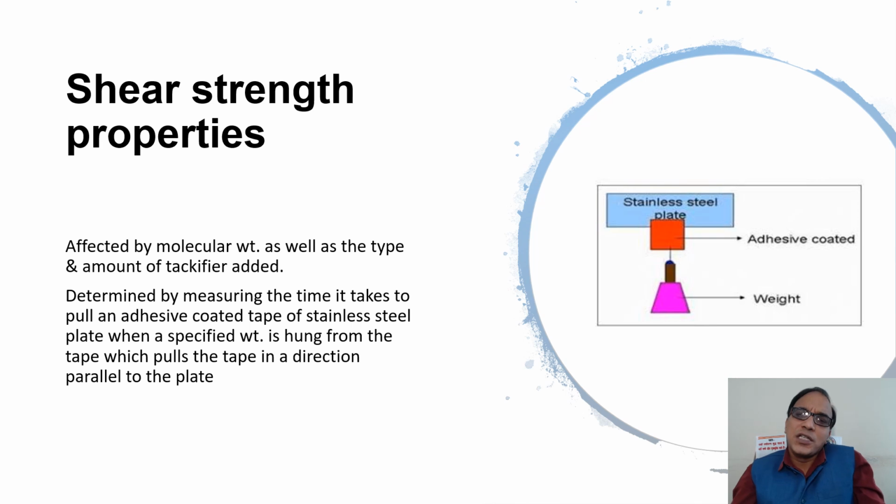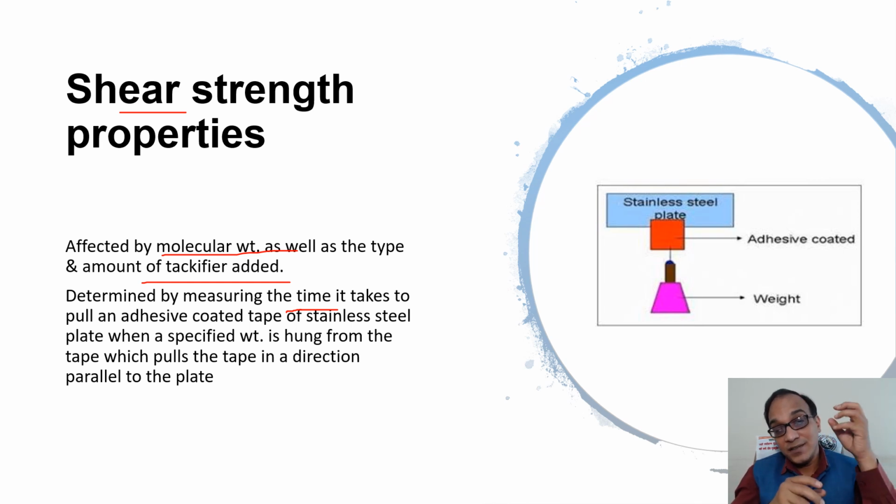Now moving to the shear strength properties. The shear strength properties are affected by molecular weight as well as the type and amount of tackifier added. It is determined by measuring the time it takes to pull an adhesive coated tape off a stainless steel plate when a specified weight is hung from the tape, which pulls the tape in a direction parallel to the plate.